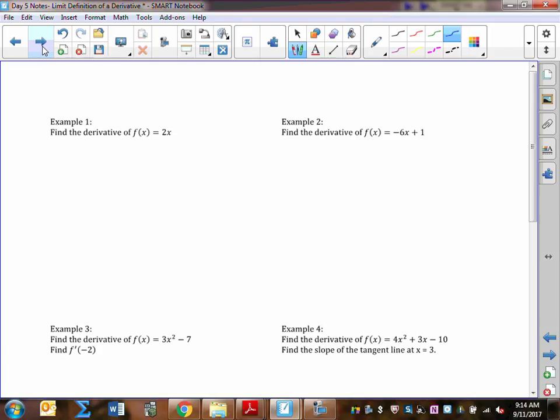and I want you to write at the top of your paper because you're going to need to have those limit definitions memorized. So the limit as h approaches 0 of f of x plus h minus f of x over h.